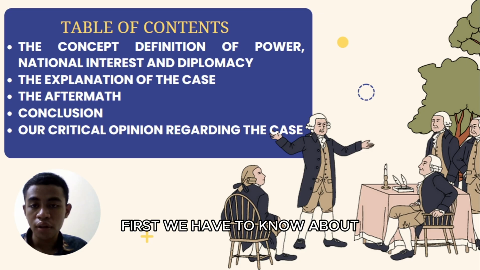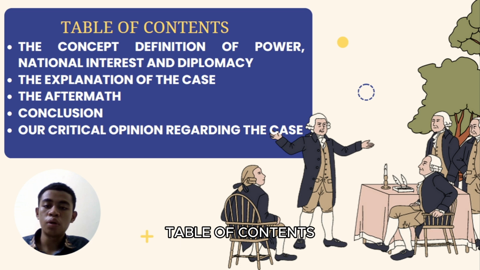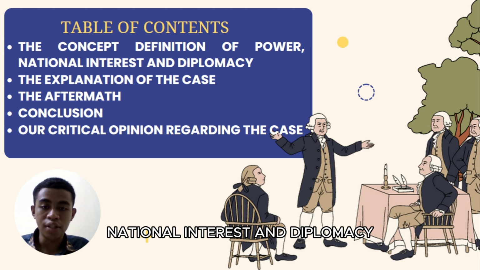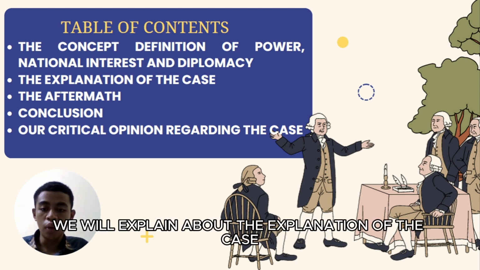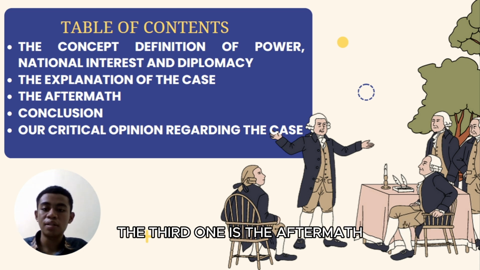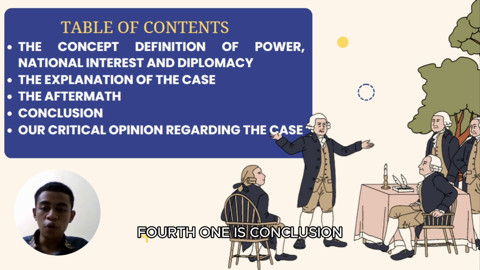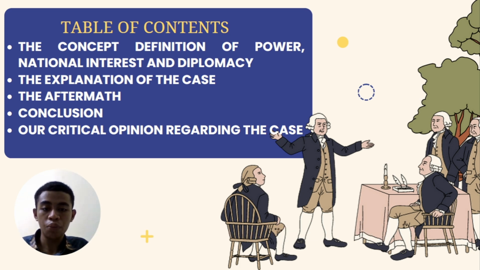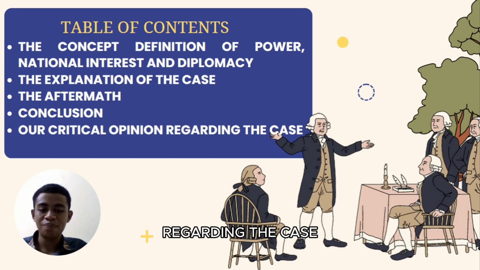Let's start. First, we have to know about the table of contents. The first is the concept and definition of power, national interest, and diplomacy. The second one we will explain is the explanation of the case. The third one is the affirmative. The fourth one is the conclusion. And the last one is our critical opinion regarding the case.